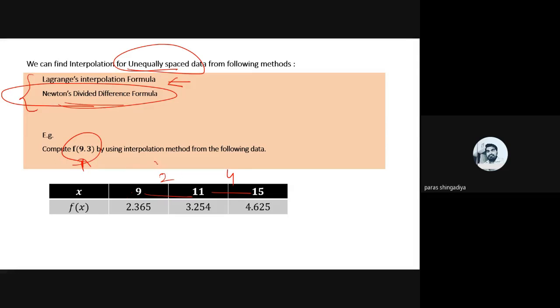So now we have to predict 9.3 by using Lagrange interpolation. Otherwise, you can also solve this by using the Newton divided difference formula. Here we do not apply conditions like nearer to ending or nearer to starting, because both are separate formulas. If it is asked by using Lagrange interpolation, then we'll solve it by using the Lagrange formula. And if it is asked by using Newton divided difference formula, then we'll solve it by using the Newton divided difference table.